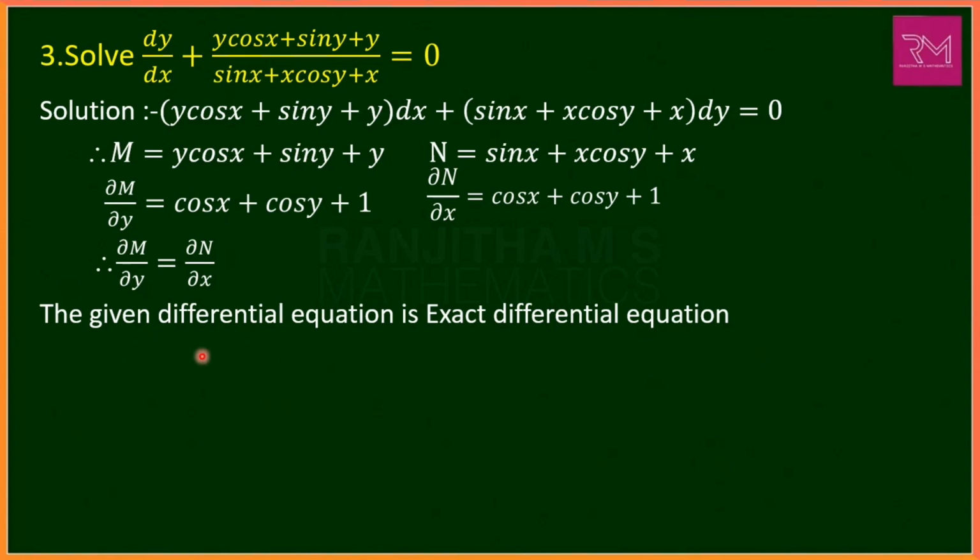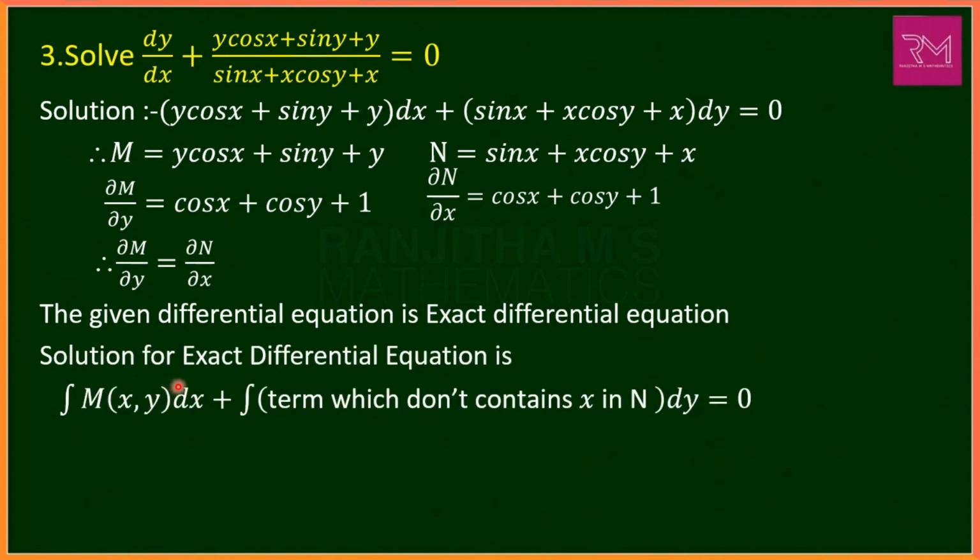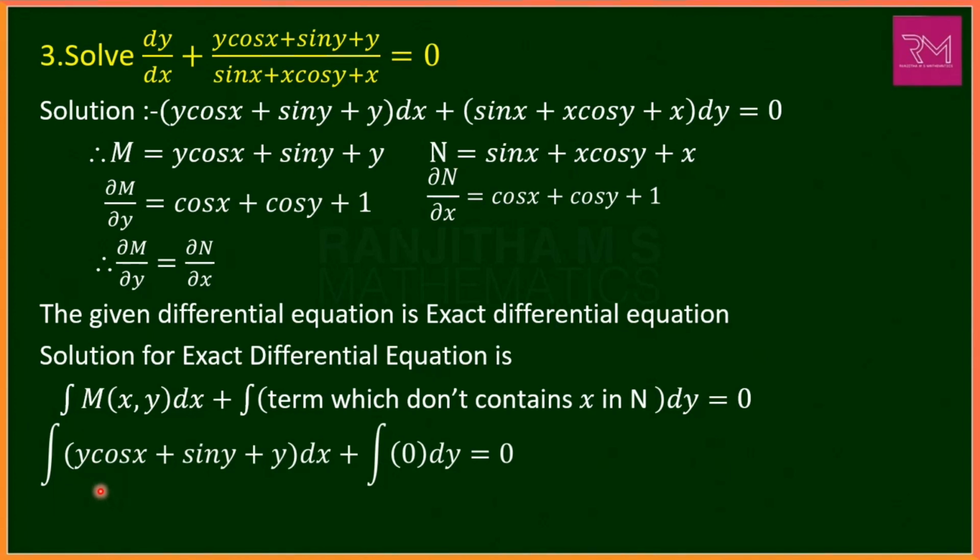Once the given differential equation is an exact differential equation, the solution is given by integral of M of x comma y into dx plus integral of terms which do not contain x in N into dy, which is equal to 0. Substituting M values and N values, we get, here M of x comma y is y cos x plus sin y plus y into dx, plus, here terms which do not contain x in N means, here this is our N, excluding x value means here also sin x, so we have to neglect this value.